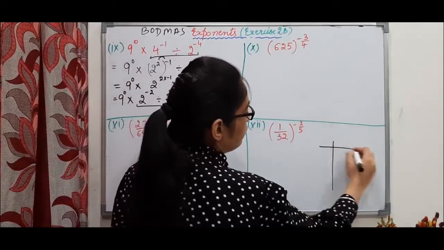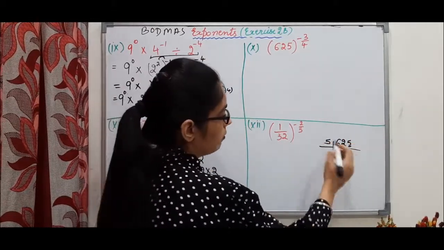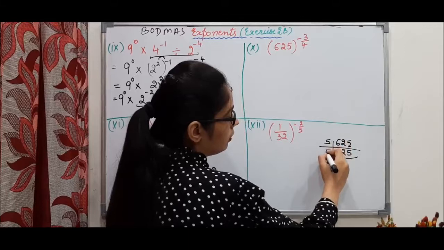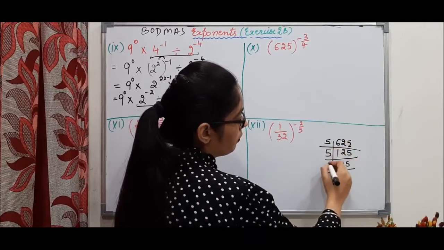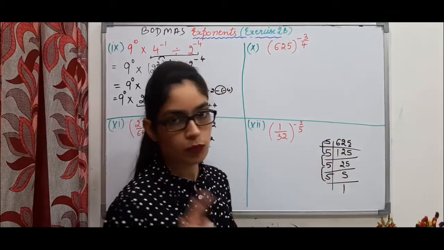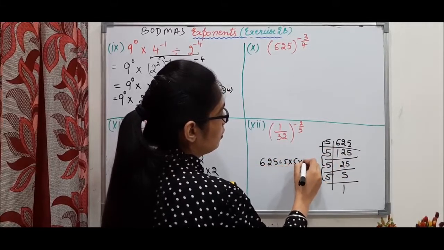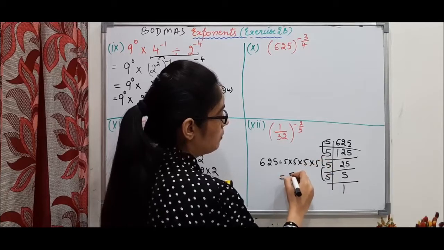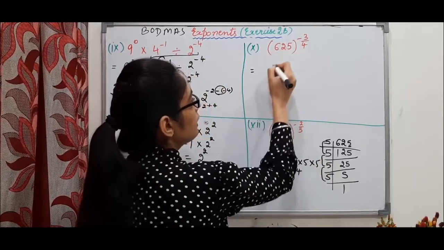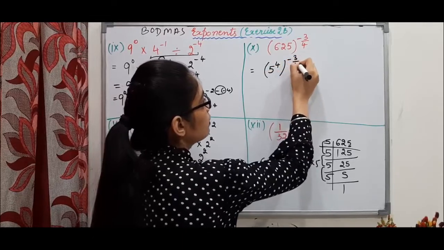So 625, from 5 only we can start, the last digit is 5, so it will go to 5 table. So 5 into 1, 5 into 2, 10, you can divide and check. 5 into 25, 5 into 5 and 5 into 1. So 5 into 5 into 5 into 5, 4 times. 625 I can write it as 5 is getting multiplied to itself 4 times. So 5 to the power 4 I can also write. So in place of 625 I will write 5 to the power 4 whole power minus 3 by 4 as it is.